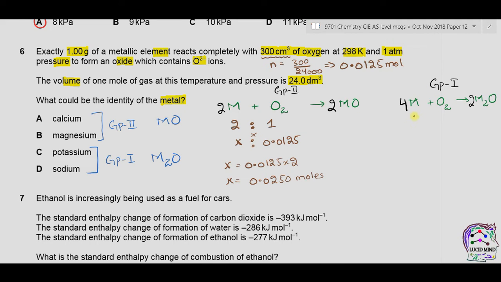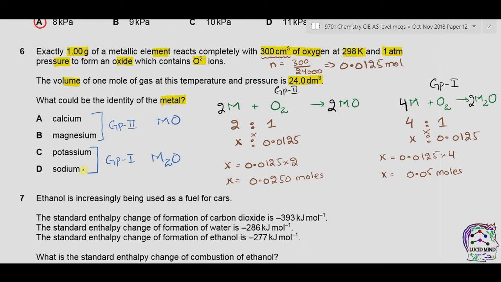Similarly, for group 1, we can see in the balanced equation 4 moles of metal require 1 mole of oxygen for complete combustion. So 0.0125 moles of oxygen will require X moles of metal. By cross multiplying, we can find the value of X. So for group 1, the number of moles is equal to 0.05 moles.